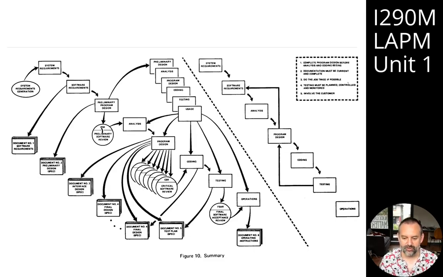And you can see on the right, there are some countermeasures that Royce recommends to help make this work properly. So he does say complete program design before analysis and coding begins, and that the documentation must be current and complete, which sounds pretty traditional from a project management approach. But he says in step 3, do the job twice if possible.